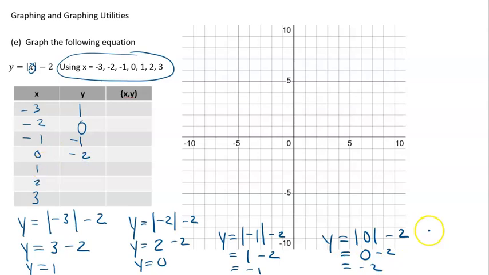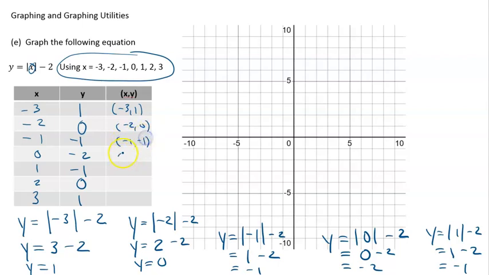The absolute value of 1 minus 2. Now, absolute value does not mean change the sign. It means make it positive. If it's already positive, then that answer is just whatever the value is. So 1 minus 2 is -1. The absolute value of 2 is 2 minus 2 is 0. And the absolute value of 3 is 3 minus 2 is 1. If I write these in ordered pair form, it gives me this column.